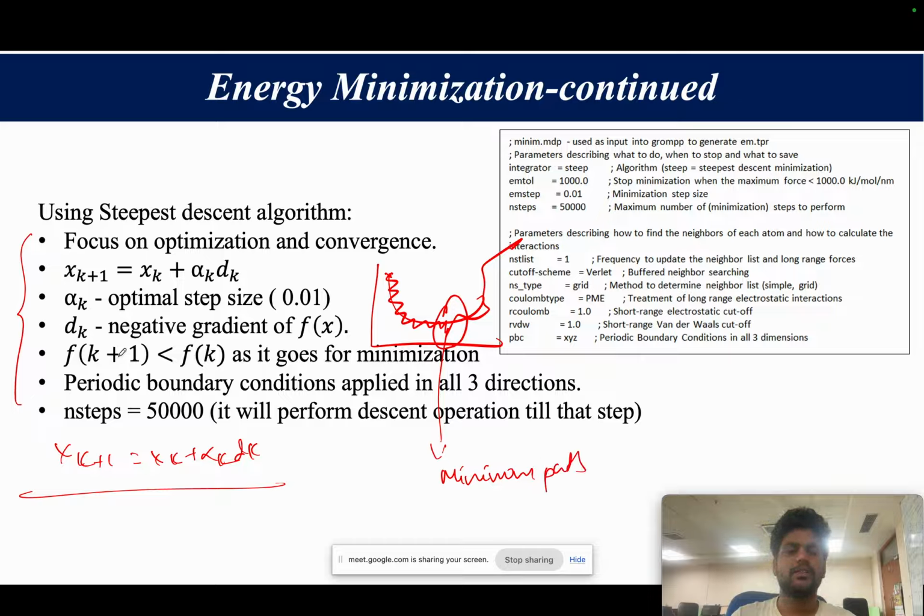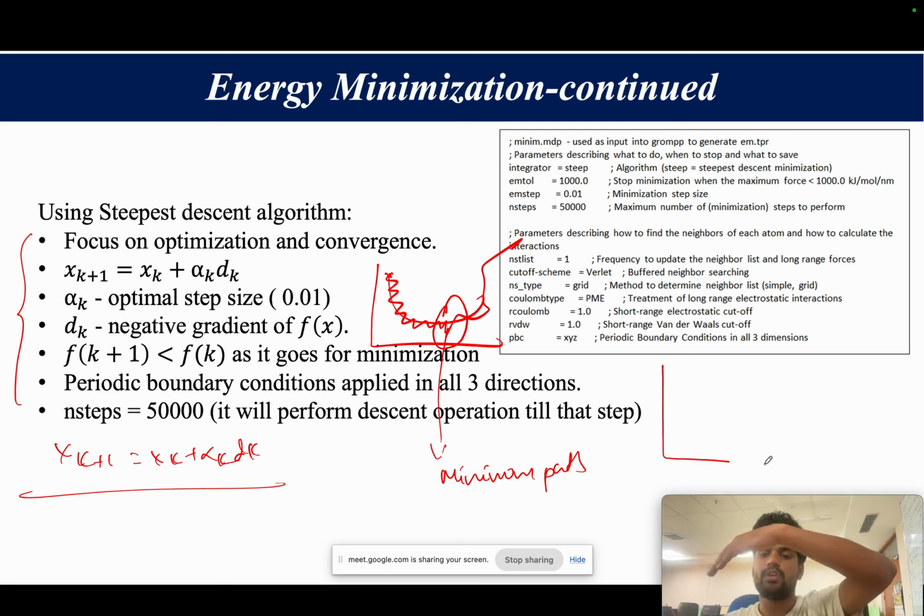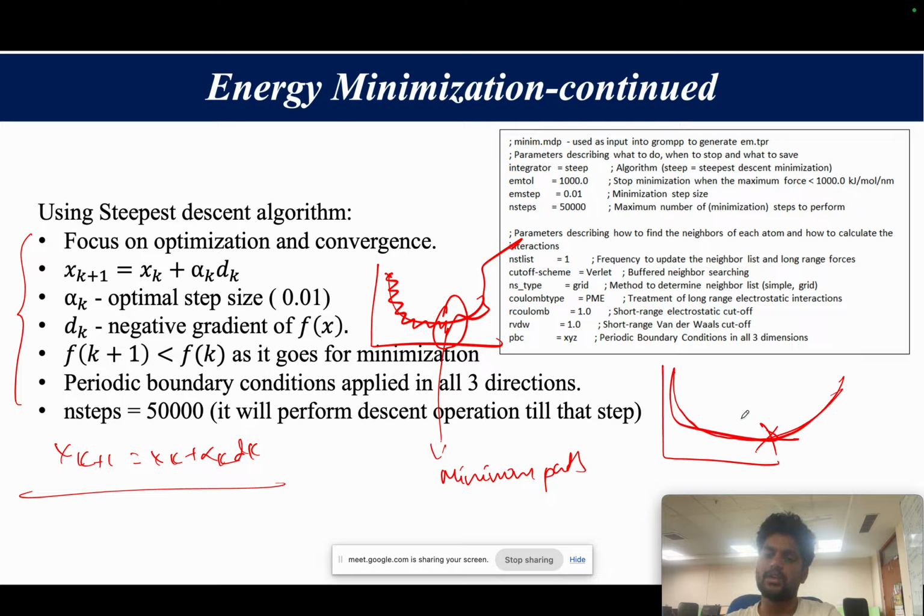So you're also doing the same thing here, the negative gradient. It means it is going down the slope. Once it reaches the minimum, it won't have this upper curve. So it will go only up to here.